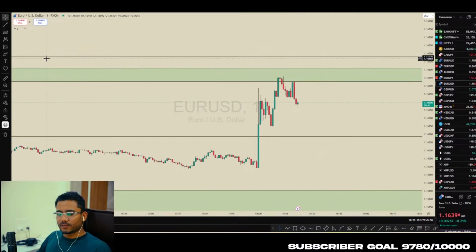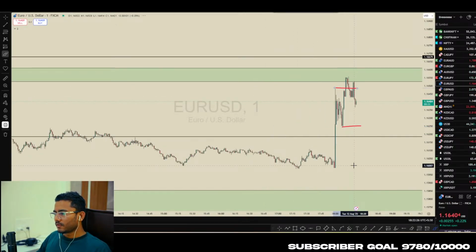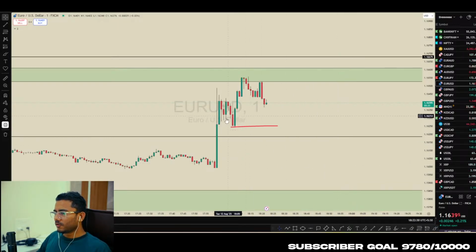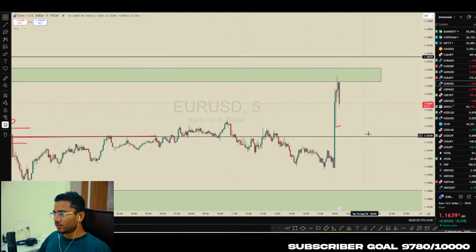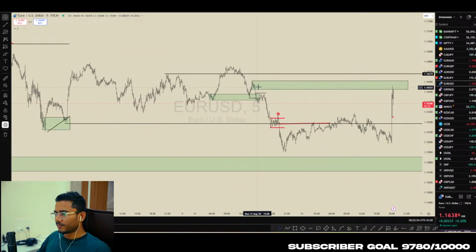Here, price will break this previous structure. Then only we'll consider this as entry. Because this is the inducement and price gap structure, so it's still bullish right now, even though I have marked this yesterday.